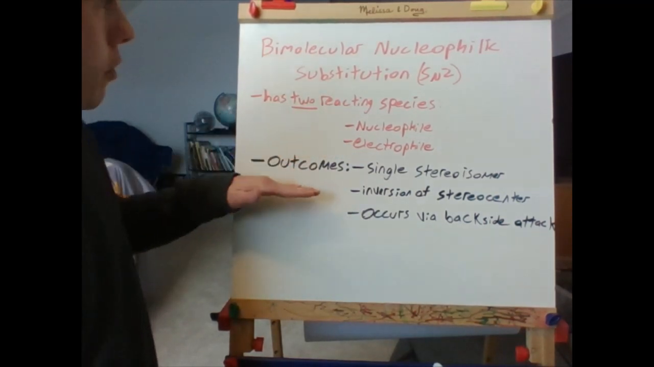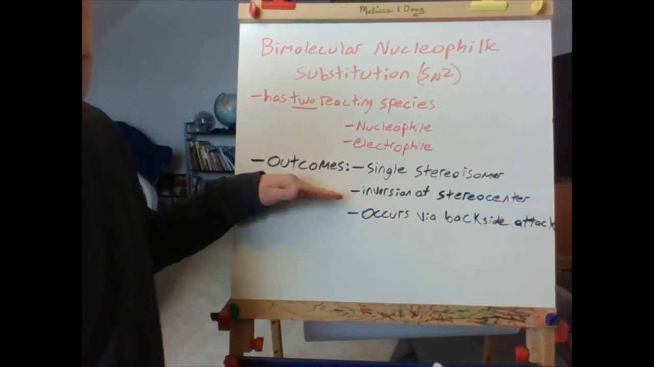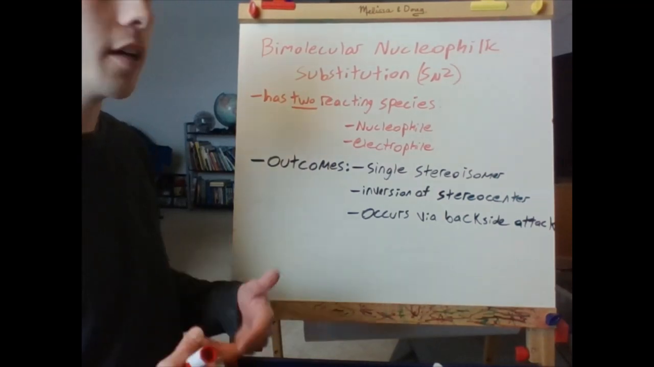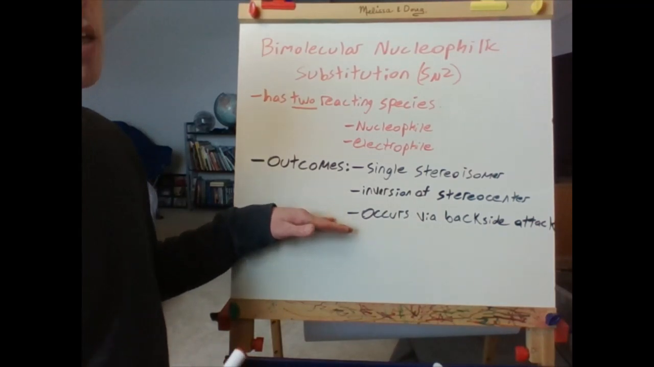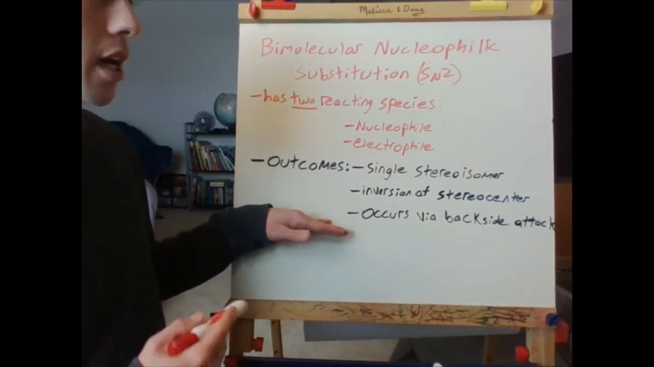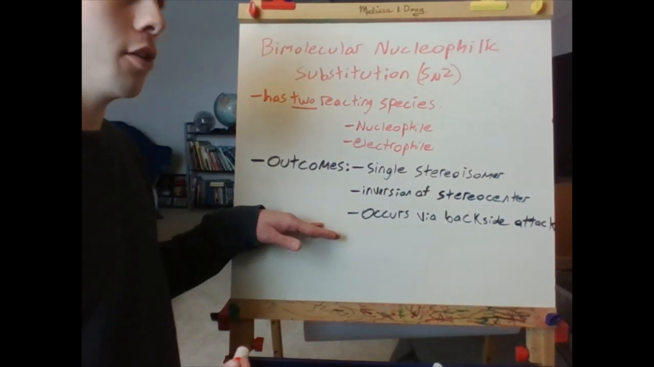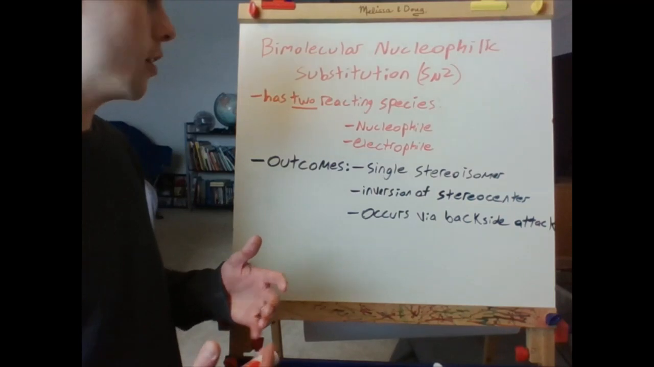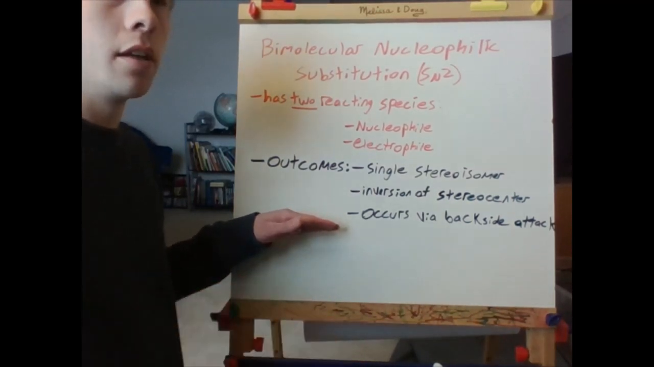And then what are the outcomes of an SN2 reaction? They include a single stereoisomer is formed, inversion of a stereocenter, and so if you have an R stereocenter then you get S, if you have S then you get R. And remember that this occurs via backside attack because our leaving group is partially negative, our nucleophile is negative or partially negative, and therefore like charges repel from each other and you have to get attacked from 180 degrees behind.